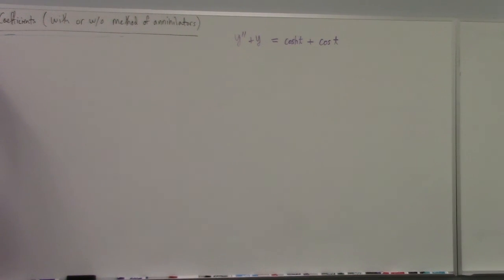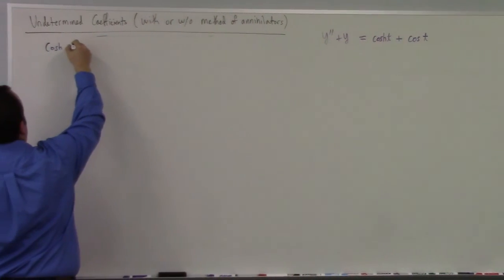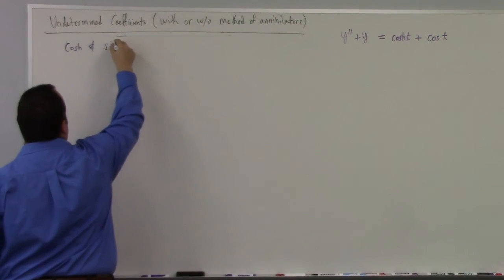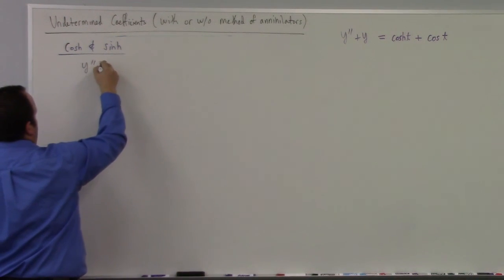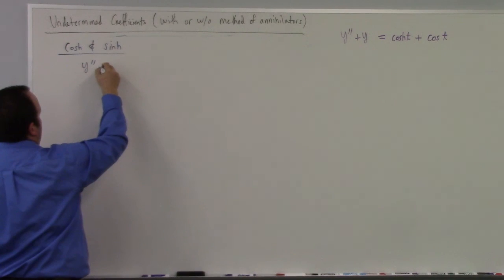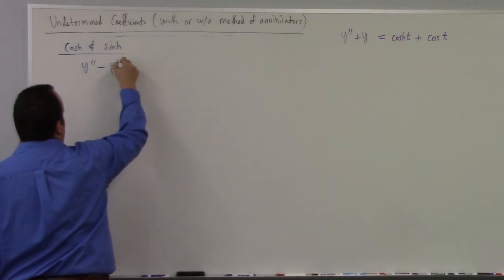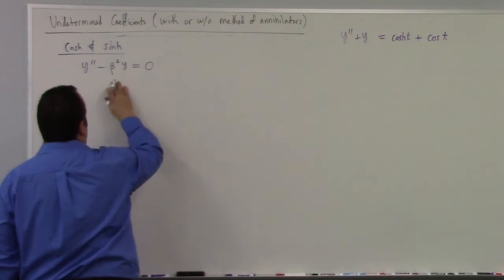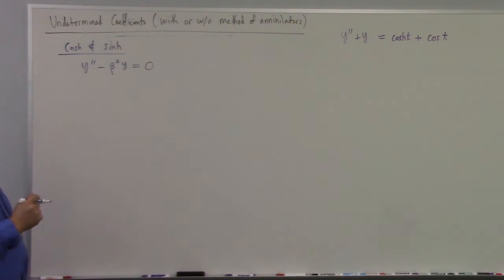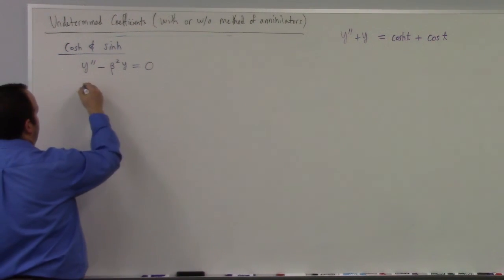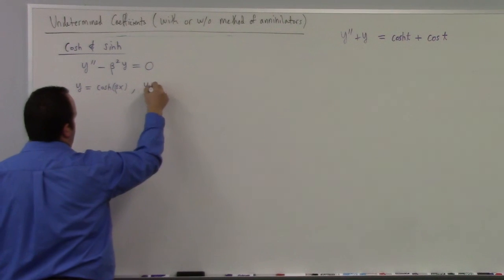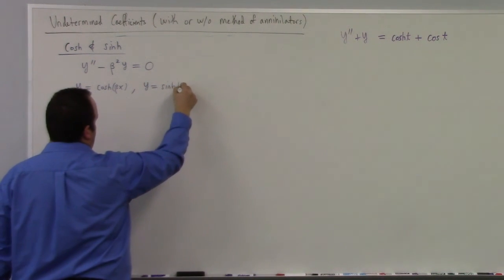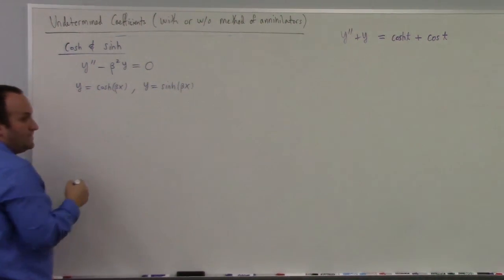Cosh and sinh. Let's talk about cosh and sinh. So these guys really, if you have this, where beta is a positive constant, then you can prove that y equals cosh beta x and y equals sinh beta x are solutions.